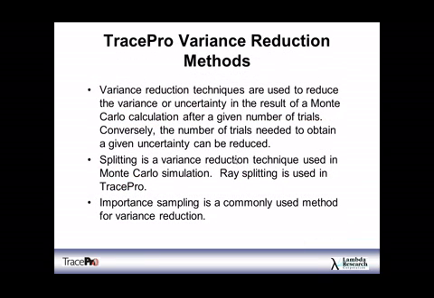So TracePro uses a couple of different variance reduction methods. The variance reduction techniques reduce the variance or uncertainty in the results that we see in TracePro using the Monte Carlo calculation after a given number of trials. Conversely, the number of trials needed to obtain a given uncertainty can be reduced. We do this by default in TracePro by using ray splitting. Ray splitting can be used in TracePro, and it can also be turned off. We also use a second variance reduction technique, and that's called importance sampling.